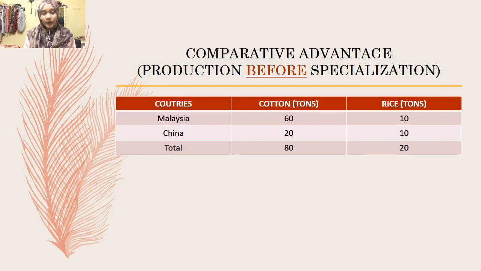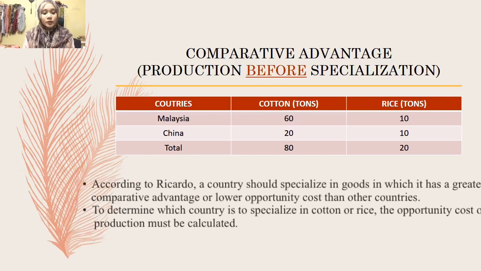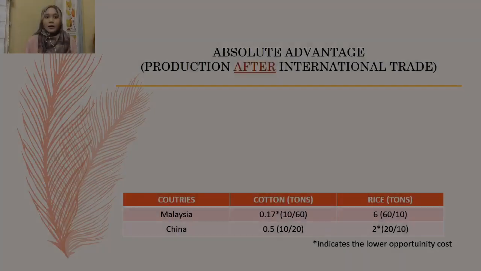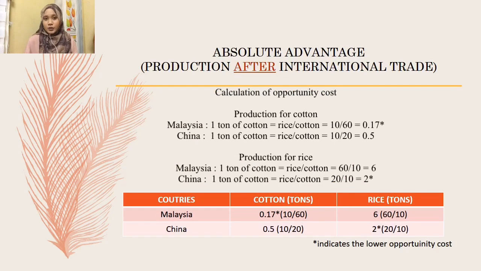This is the comparative advantage theory for the production before specialization, where to determine which country is to specialize in cotton or rice, the opportunity cost of production must be calculated. This is the calculation of opportunity cost for production after international trade. In terms of rice, China has to give up 2 tons of cotton compared to Malaysia, which has to give up 6 tons of cotton. This means that China can produce rice at a lower opportunity cost.